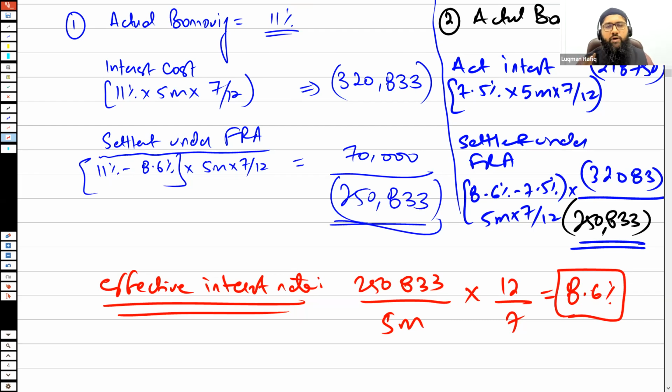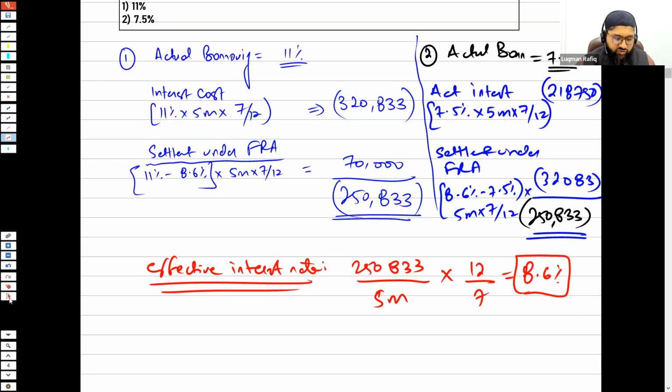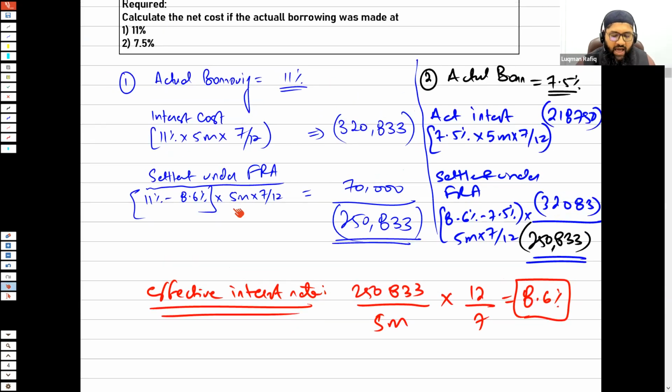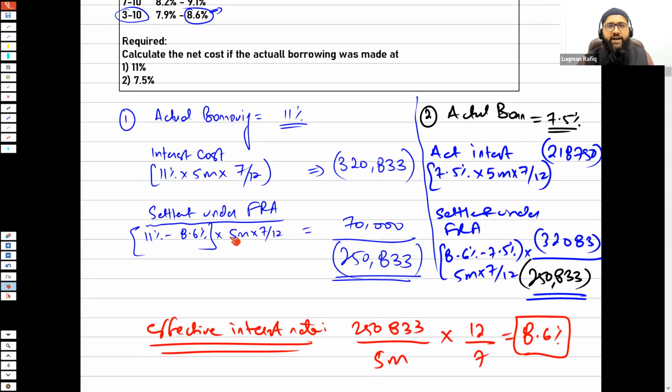So basically, whenever we talk about the forward rate agreement, just always try to remember this thing, that you have actually fixed your interest rate. And no matter what happens, ultimately your interest cost would remain the same.